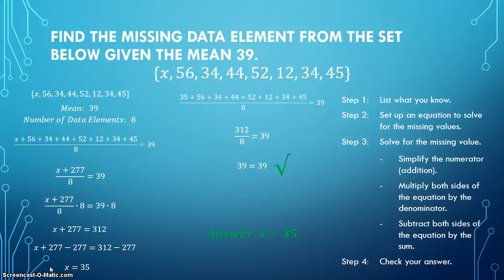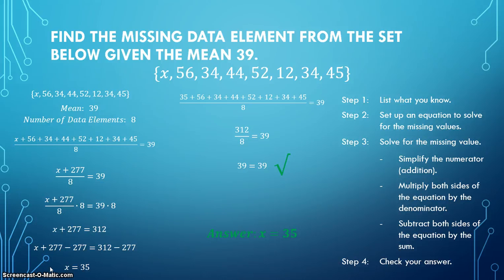So we knew the mean was 39 given what it told us in the problem, and we counted up how many numbers there are in the set, including the variable x, and we said there was 8. Since of that, we used what we knew about the mean. The mean is the sum of all the data divided by how many there are. So we set up the equation x plus 56 plus 34 plus 44 plus 52 plus 12 plus 34 plus 45 all over 8. And we set it equal to 39 because that's what the mean was.